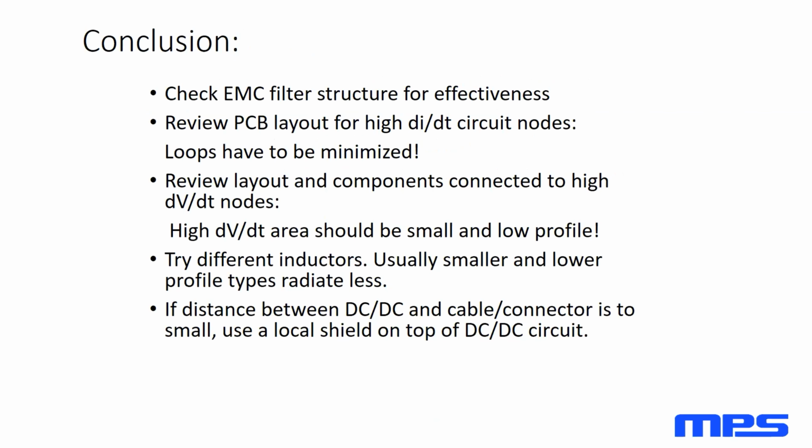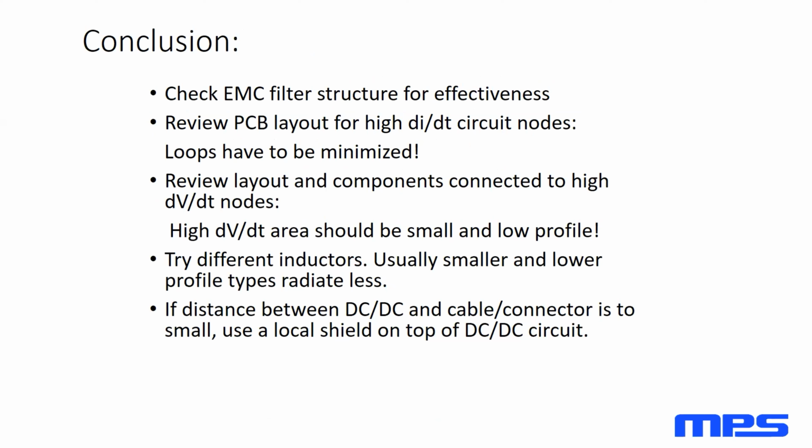So just to wrap up, some points on what we talked about. Check the EMC structure for effectiveness. If you're at low frequency, you can change the values of those filter components, and you should see a corresponding change in your emissions data. If you're not, then your filter's not being effective, and we may have to take a look at that. Move the filter off board and hack it in if you can. Add a common mode choke or the snap-on ferrite to take a look at that.